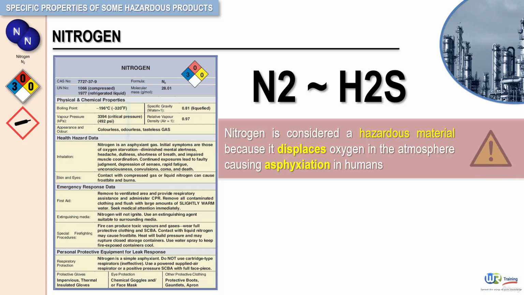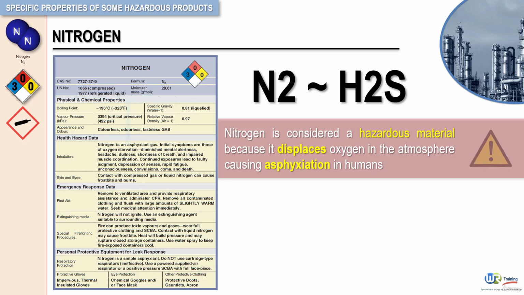Now, what I want you to keep in mind at this stage is the following. Nitrogen is an asphyxiant gas. Continued exposures lead to faulty judgment, depression of senses, rapid fatigue, unconsciousness, convulsions, coma, and even death. During a nitrogen incident, never attempt to assist a falling worker unless you are wearing adequate respiratory protection and are trained to assist. In this situation, being a good Samaritan can easily kill you. The same concentration of nitrogen that quickly overcame your coworker will just as quickly overcome you.